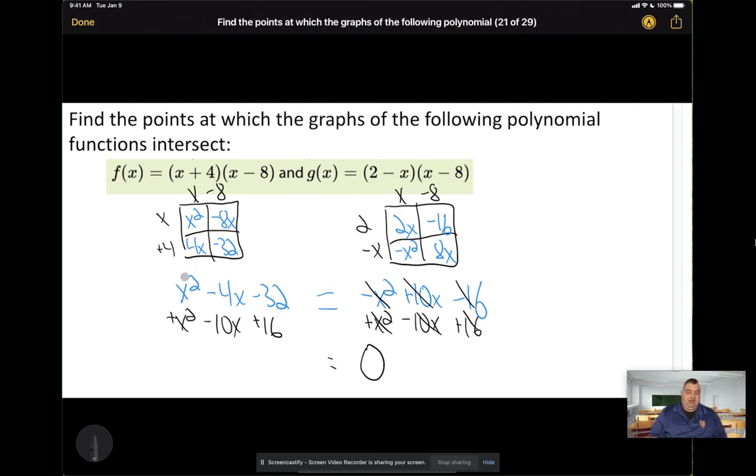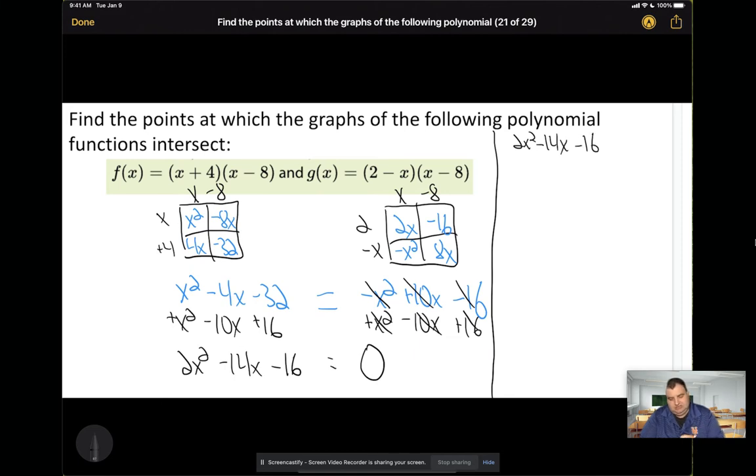So I put this together, x squared plus x squared, that's going to be 2x squared. Negative 4x and negative 10x, that's going to be a negative 14x. And negative 32 plus 16, that's going to be a negative 16. So I have 2x squared minus 14x minus 16 equals 0. So that's the equation I solved.